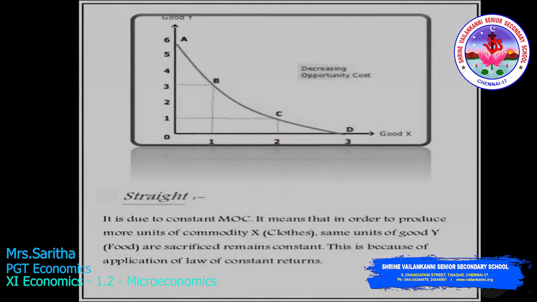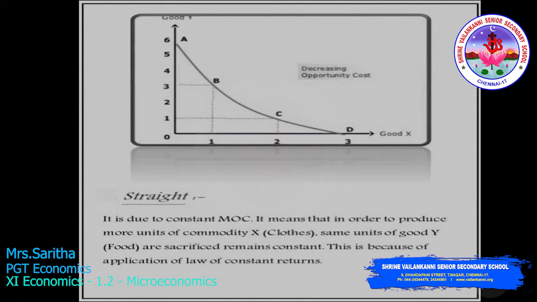When will it be a straight line? PPF can be convex to the origin. I've said that to you, isn't it? When it is convex to the origin, MRT is decreasing, and then less and less units of a commodity are sacrificed to gain an additional unit of another commodity. But PPF can be a straight line if we assume that MRT is constant.